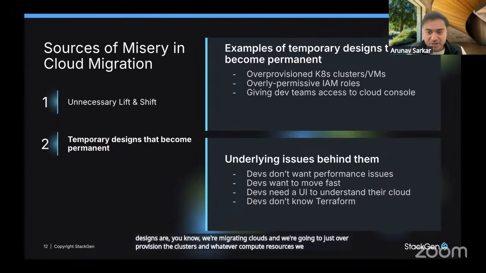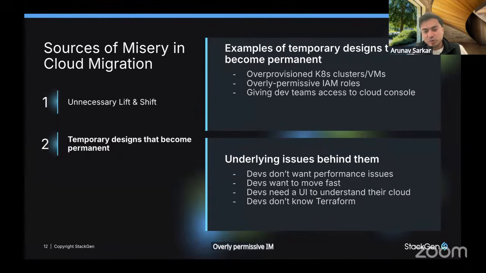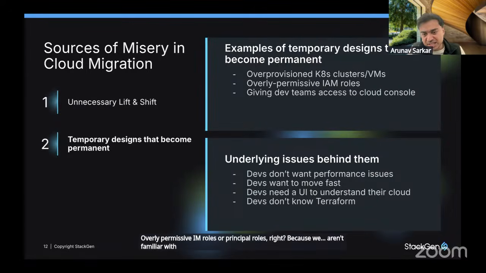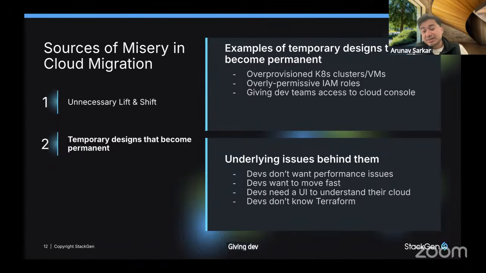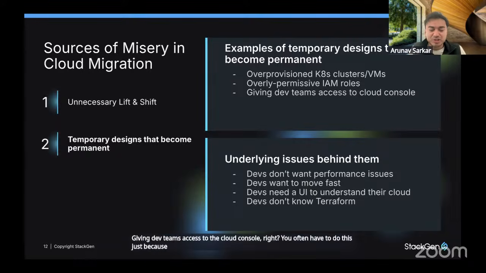Because migrating already is going to take a long time, we don't want to deal with performance issues. We're going to give overly permissive IAM roles or principal roles, because we aren't familiar with this new destination cloud, and we just don't want to be troubleshooting IAM. We'd rather just get the application working. Giving dev teams access to the cloud console, you often have to do this just because dev teams don't really know what's going on.